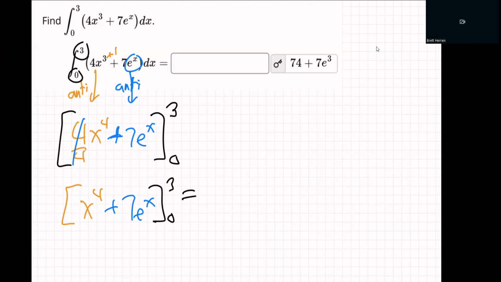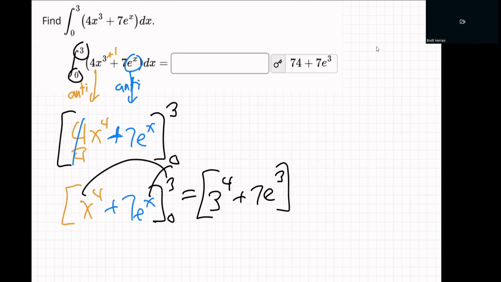So what does that mean? It means you take the 3 and plug it in. So you get 3 to the fourth plus 7e to the 3, minus, and then you plug in the 0. So you get 0 to the fourth plus 7e to the 0.